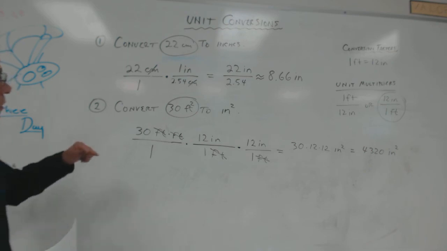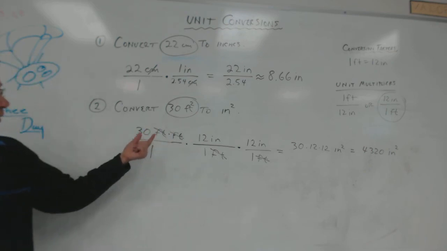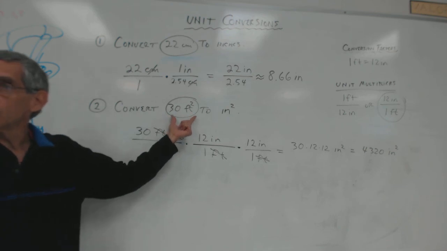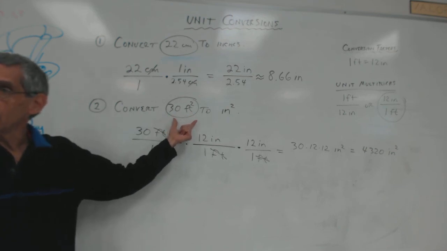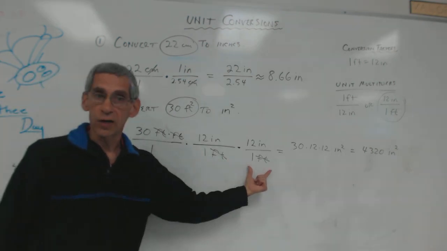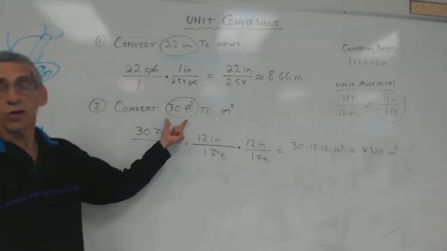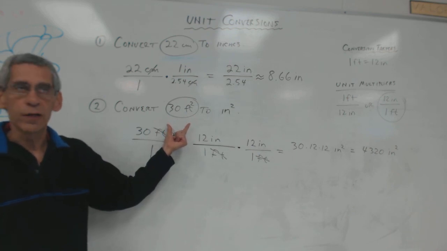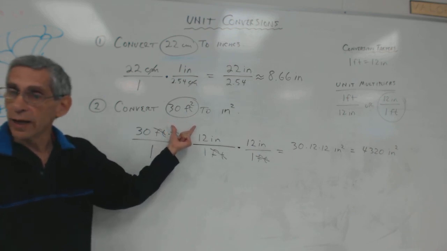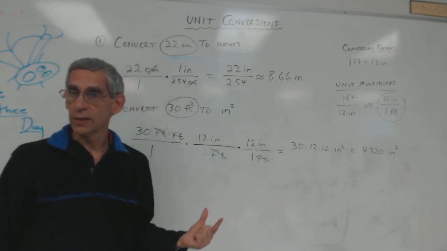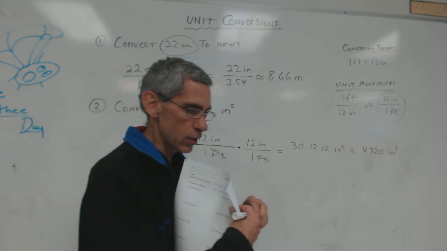Just realize that when any of the units are squared, you are using the unit multiplier twice. If the units were cubed, like volume, feet cubed, you'd have to use the unit multiplier 3 times. Does that make sense? Okay, that's good. That's all you need for now.